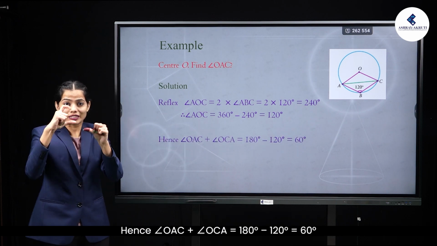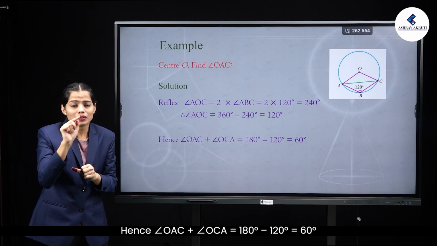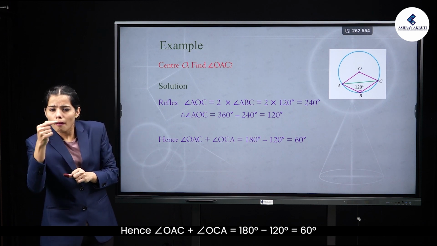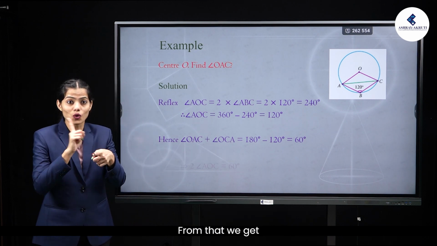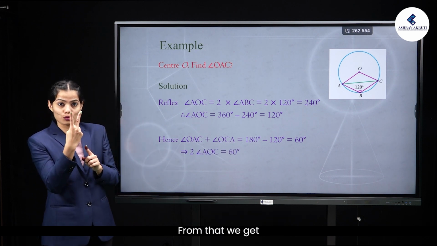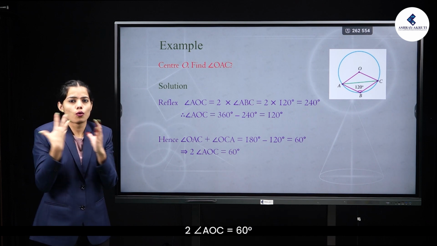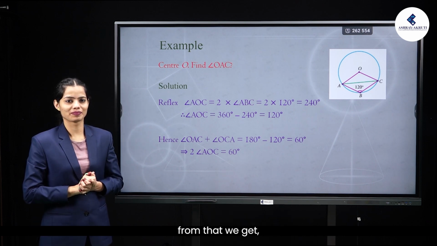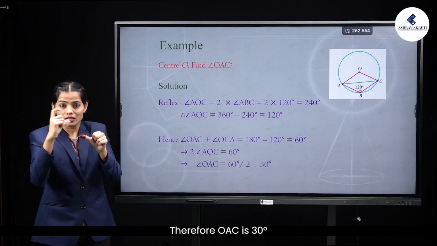Hence, angle OAC plus angle OCA is equal to 180 degrees minus 120 degrees is equal to 60 degrees. From that, we get 2 angle OAC is equal to 60 degrees. Therefore, angle OAC is 30 degrees.